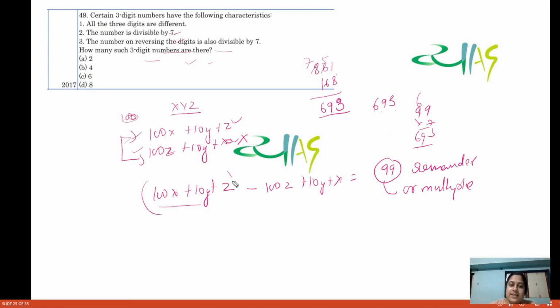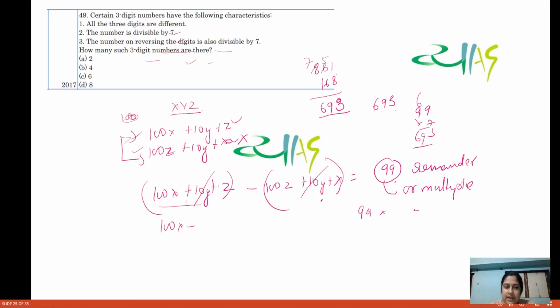So, whenever a number and its reverse are subtracted, the remainder will be 99 or a multiple of 99. Now, let's subtract this. So, 10y will get cancelled.